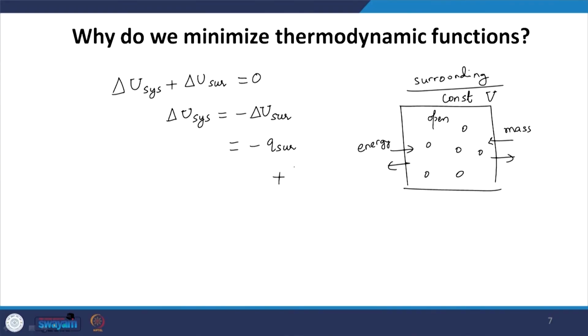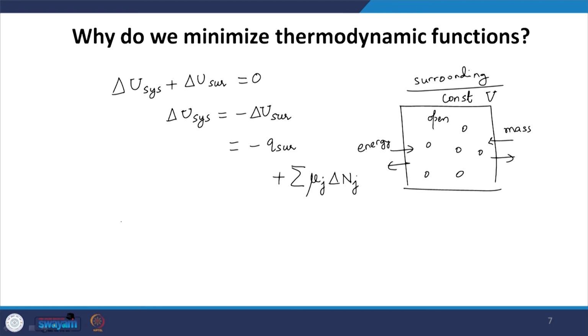So, let us say that is sum over mu j delta n j. Keep in mind that whatever change that we have in the system for the number of molecules will be negative of the change in the surrounding, because if molecules come from surrounding to the system, the number of molecules in surrounding is decreasing and number of molecules in system is increasing, right.